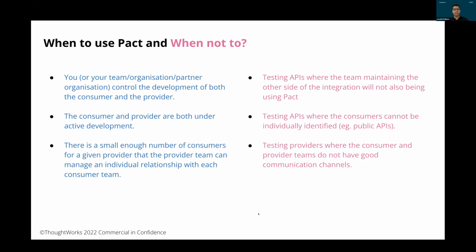Next, testing APIs where the consumers cannot be individually identified, right? For example, if you are using a public API, then you are a consumer of that API, but you don't know who the provider is. The provider will never be there to satisfy your contract.